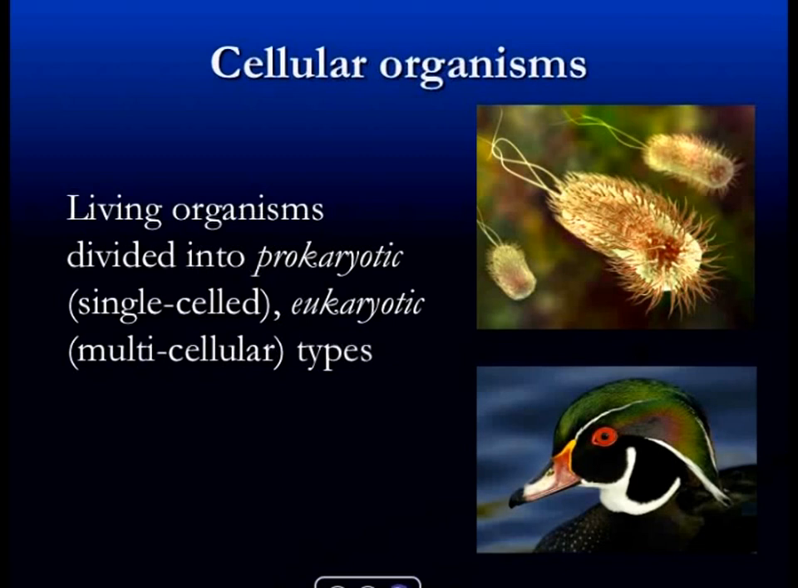Okay. Cellular organisms can be divided in a number of ways on the basis of a number of characteristics, but a very basic definition is between what are called prokaryotic, sometimes called single-celled organisms, and eukaryotic, which are multicellular organisms. But not always. It's a little bit of a slippery thing.